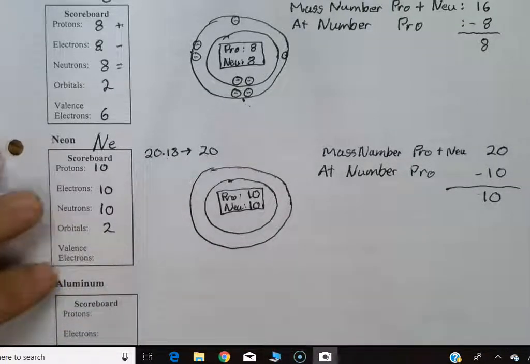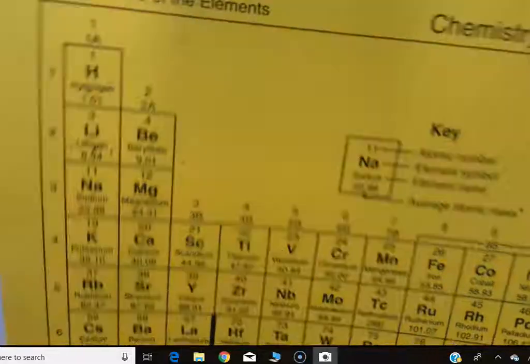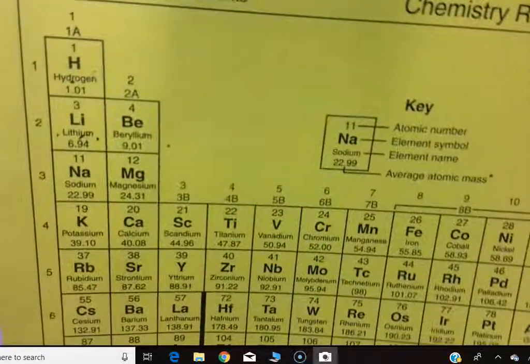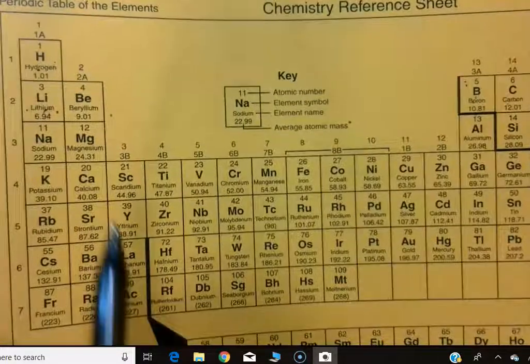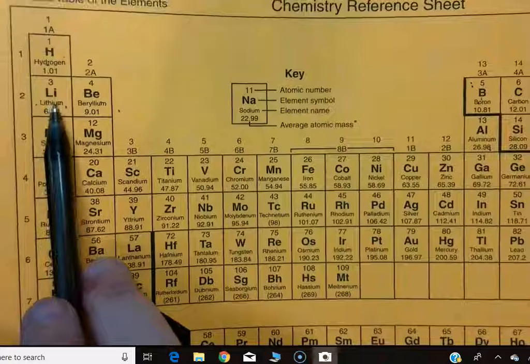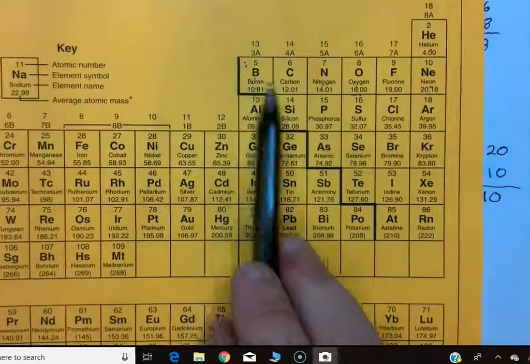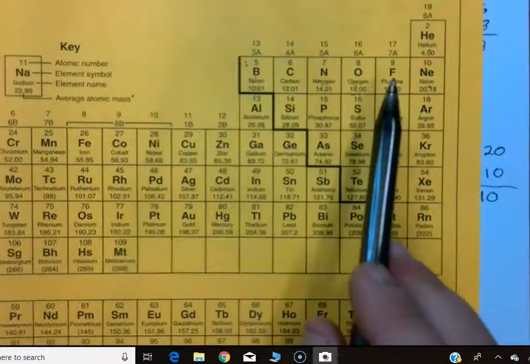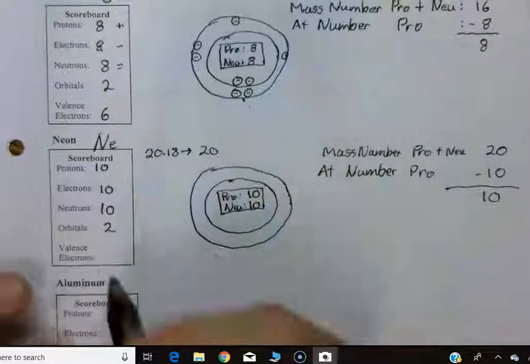Now, valence electrons. Before we place them, let's figure out how many, because sometimes that's all you want to know about an atom, the number of valence electrons. So you want to know how to look at the periodic table and tell that. You see how many positions from the left-hand side of the periodic table the element is. Lithium is 1, beryllium is 2, boron is 3, carbon is 4, nitrogen 5, oxygen 6, fluorine 7, and neon is in the 8th position. So that means it's going to have 8 valence electrons.